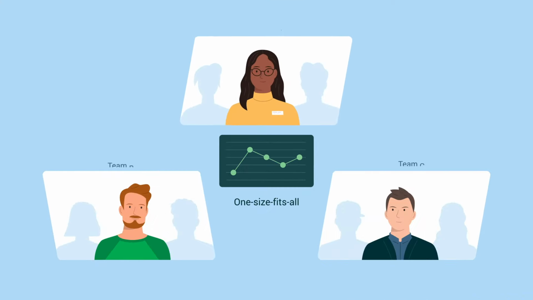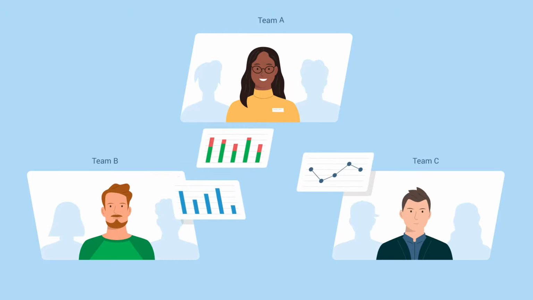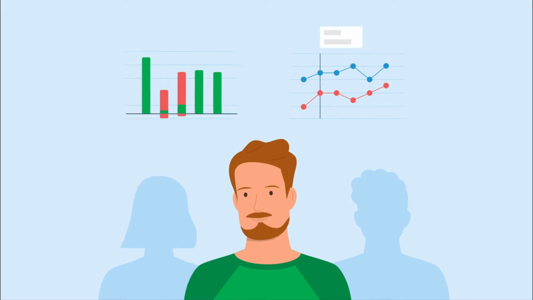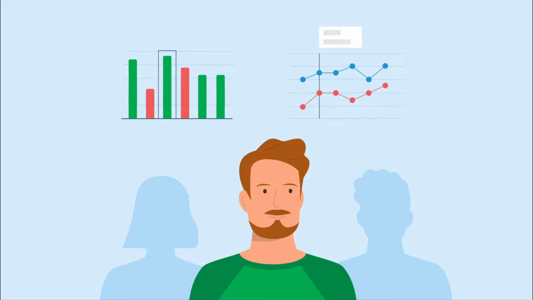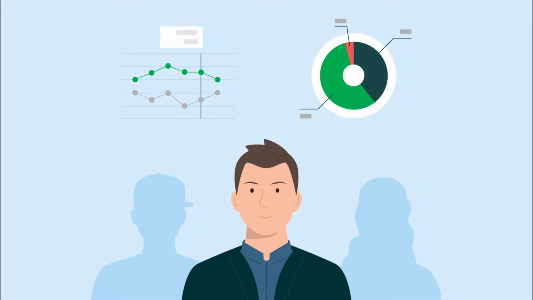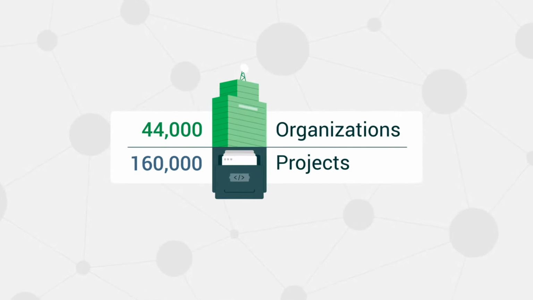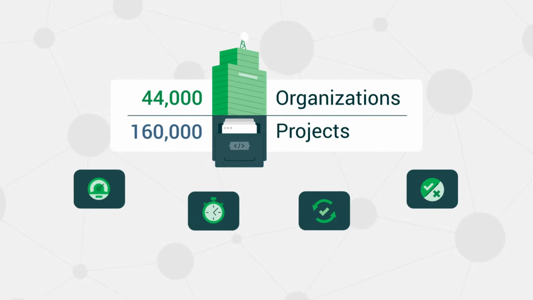At CircleCI, we don't believe in one-size-fits-all success metrics for delivery. Every team is different. However, the software delivery patterns we've observed on our platform, especially the data points from top delivery teams, show key similarities that suggest valuable benchmarks for teams to use as goals. Data from more than 44,000 organizations and 160,000 projects on CircleCI gave us four key benchmarks to measure engineering team success.